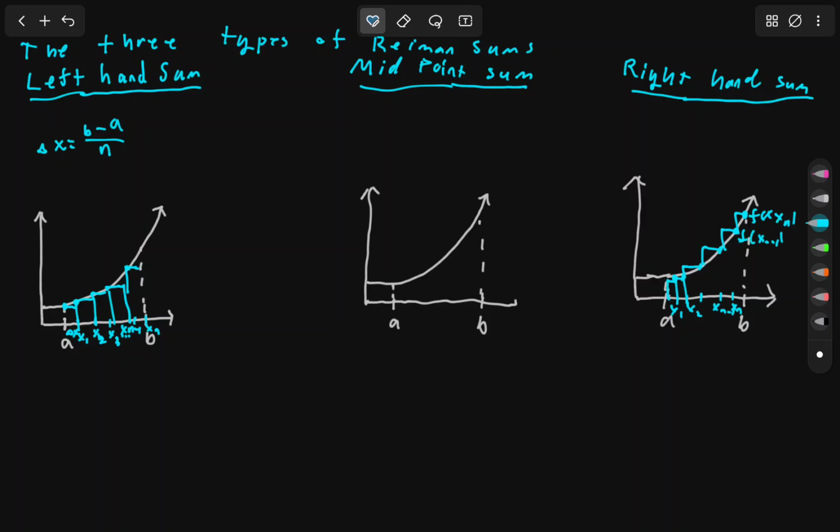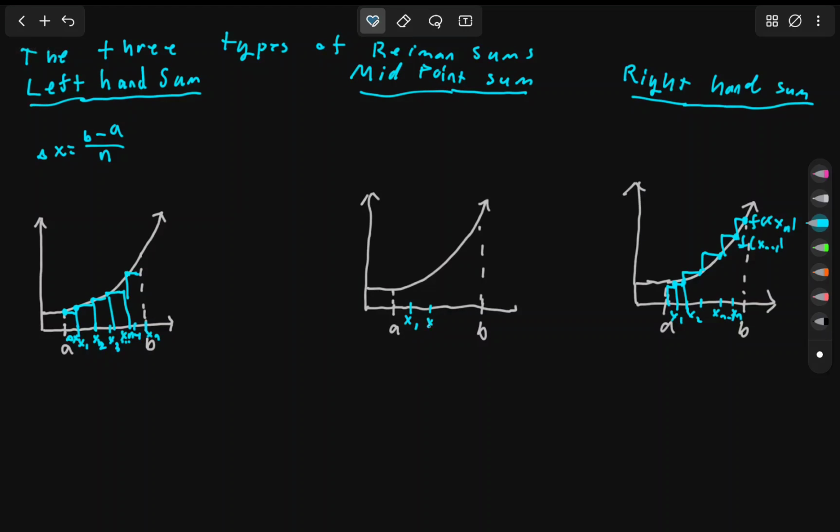Finally, we have the midpoint. We have the exact same intervals as the left and right-hand sums. I'm just going to draw this out here, x_{n-1} and then x_n. But rather than using the endpoints of the intervals, what we're going to do is use the midpoint.